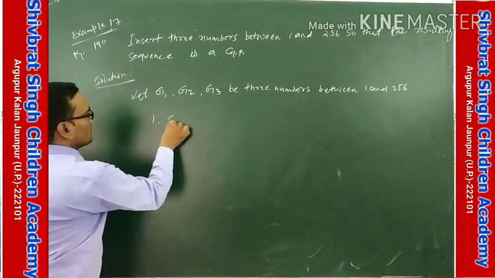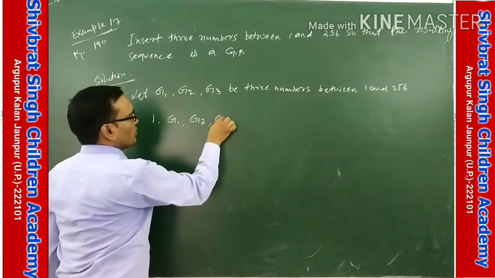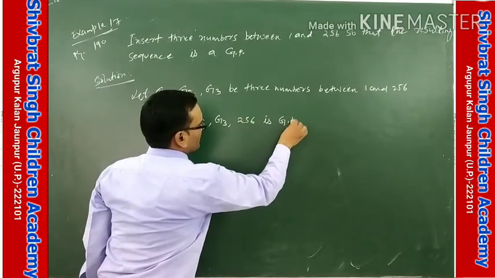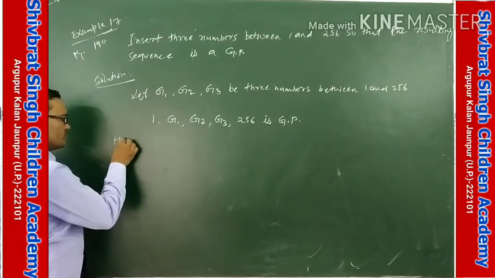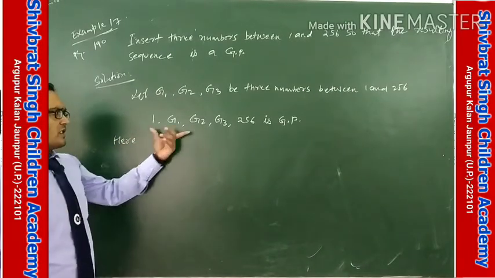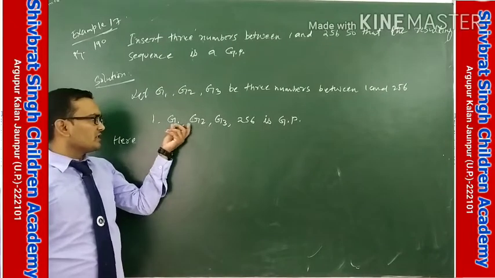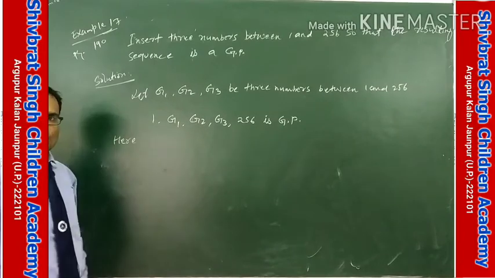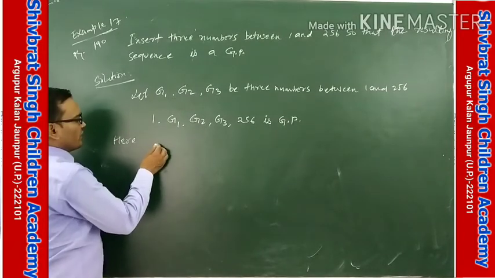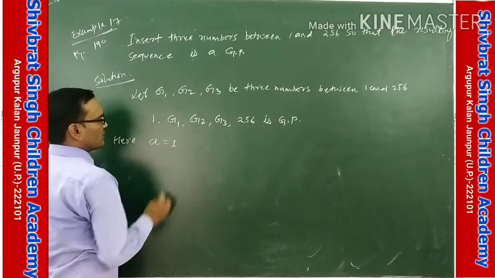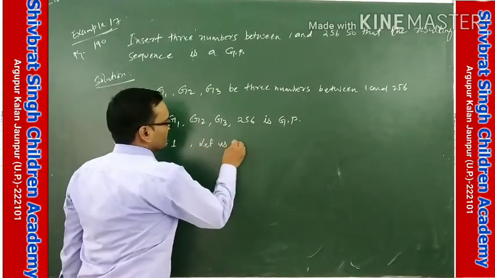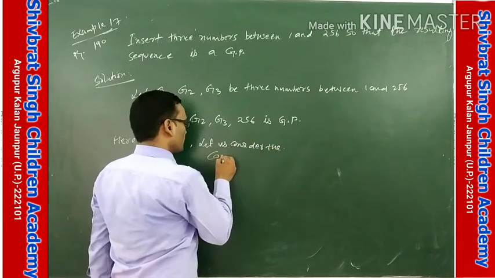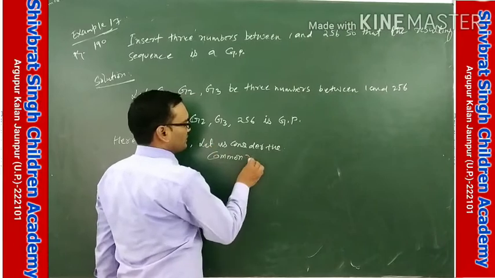1, G1, G2, G3, 256 is a GP. In this GP, we can find the value of G1, G2, G3. Our target is to find the value of G1, G2, G3. Here, the first term of the GP is 1. Let us consider the common ratio of this GP is r.